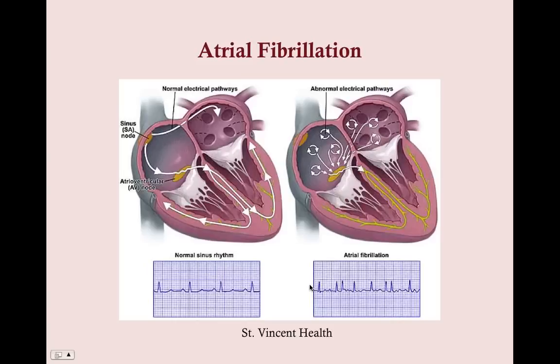Your P wave, you're not getting that nice peaked P wave because you don't have a nice strong atrial contraction. You're getting this kind of fibrillating electrical activity in your atria. And so normal here, abnormal here.